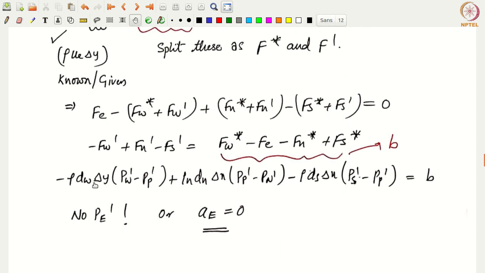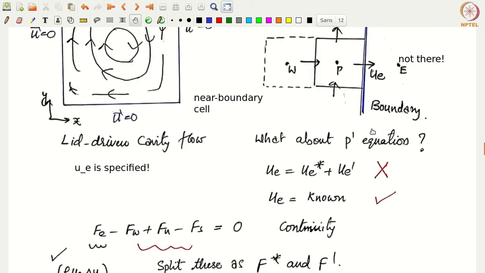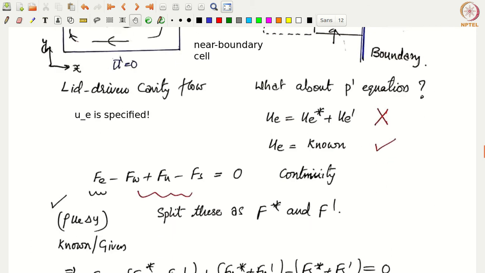and for which we can now substitute in terms of the velocity corrections, in terms of uw prime, and uw prime can be again written in terms of pw prime and p prime, and we have this particular equation, right? Basically minus rho dw delta y times pw prime minus pp prime plus rho dn delta x times pp prime minus pn prime minus rho ds delta x times ps prime minus pp prime equals b, okay? All right, that means we see that there is no p east prime. That means there is no connection to the p east prime, right?